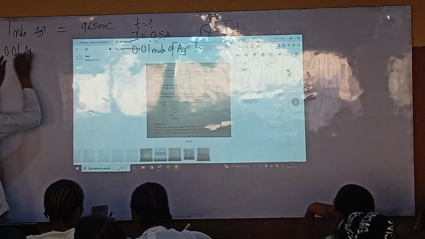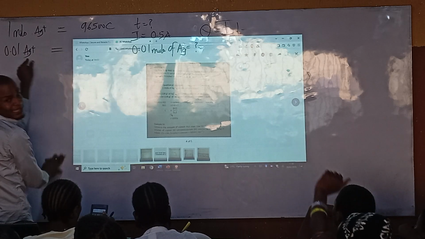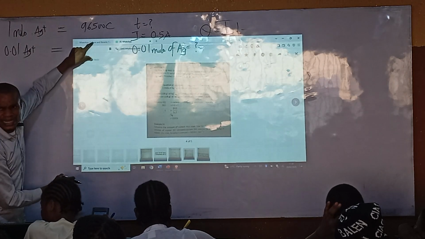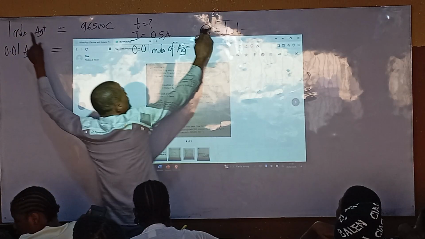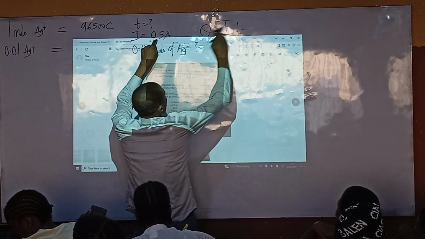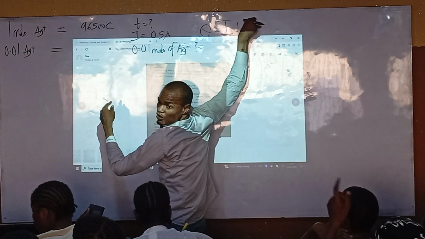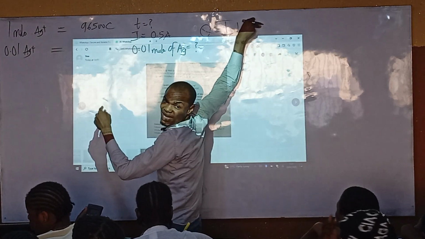Of silver was deposited. So what is the quantity of electricity that can be used to deposit it? Once I know that quantity of electricity, I'll put the value here. I know my I. I can get that thing.